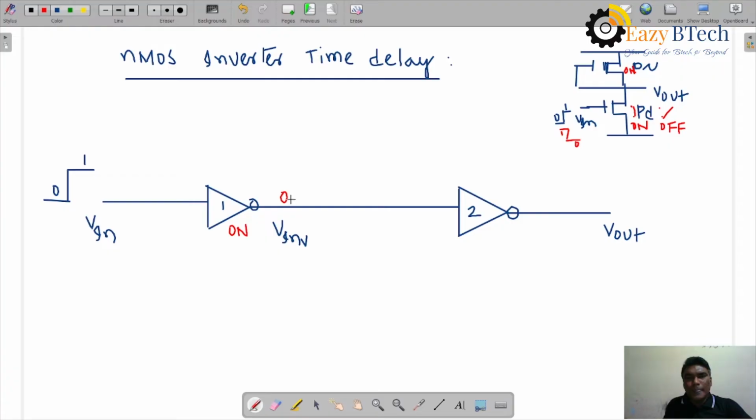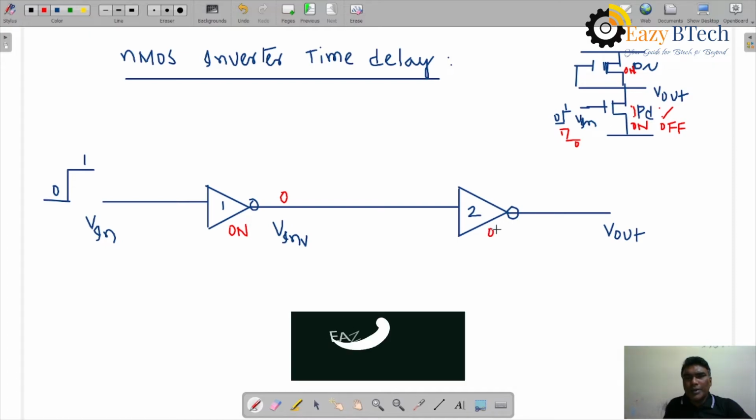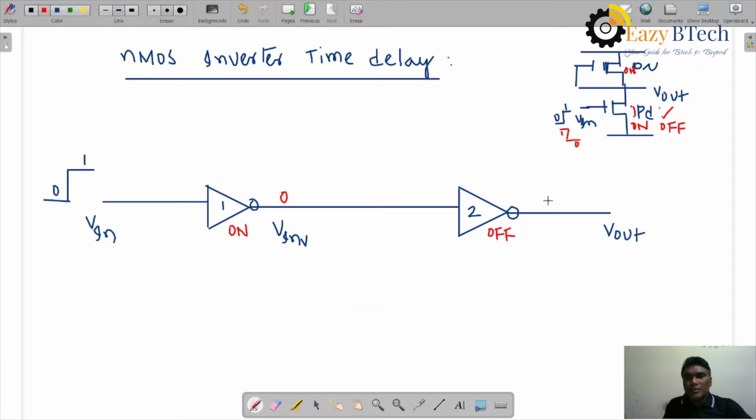Output is 0. 0 goes to inverter 2. What happens? This will be off. Enhancement is off, right? Output is 1, right? So this is a cascading connection.